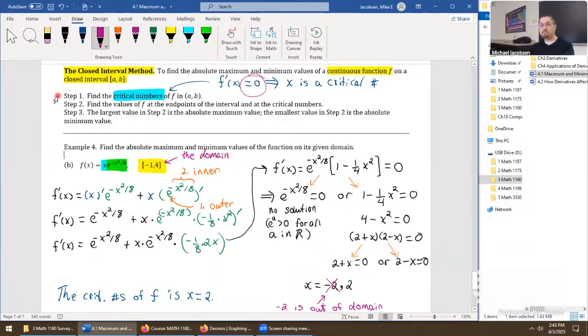So we've done it, folks. Step 1 is completely done. Step 2, all we're doing is function evaluations. We find the values of f on the endpoints of the interval, that's -1 and +4. Any critical numbers we found, that's 2. And then the largest value is your absolute maximum, the smallest value is your absolute minimum. So those are the last steps we'll take. Any questions at all, folks, to this step?